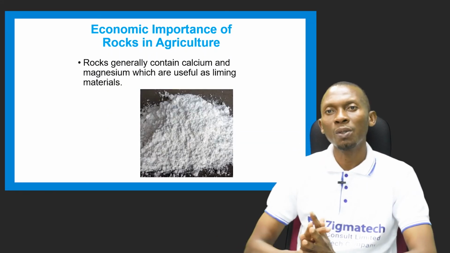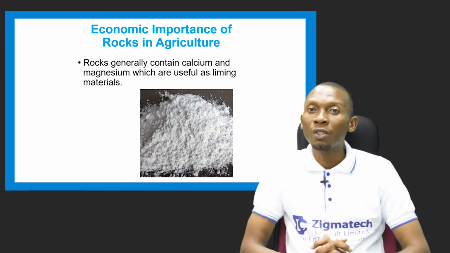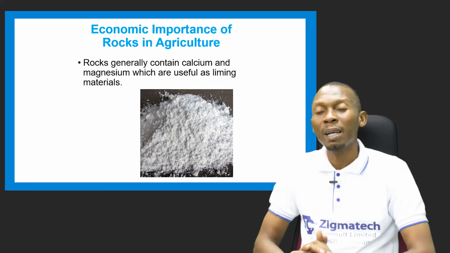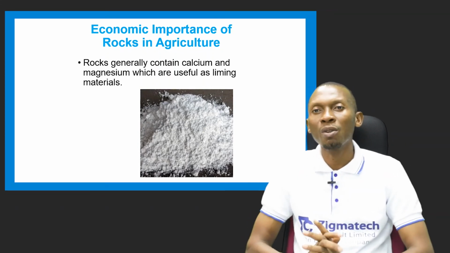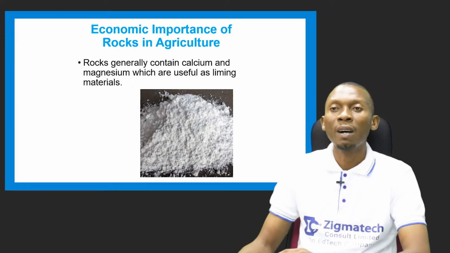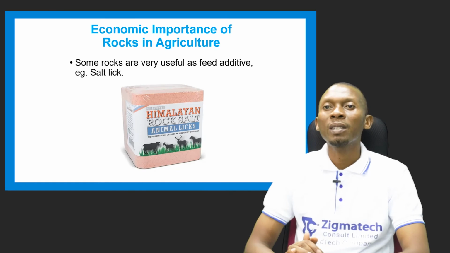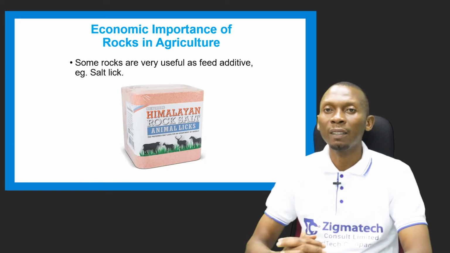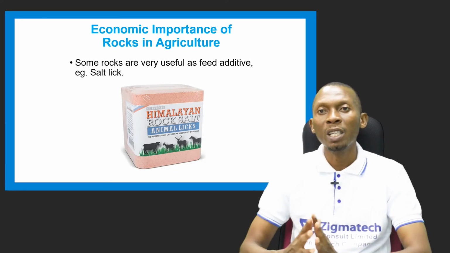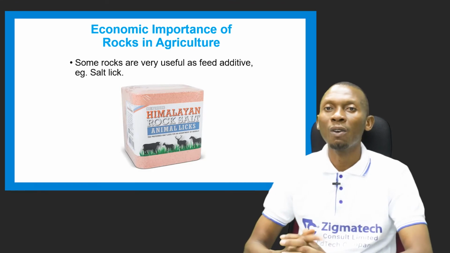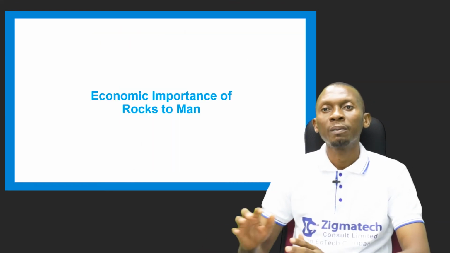Rocks can also, some may contain calcium. They generally contain calcium and magnesium, and these are good liming materials to control acidity of our soil and our ponds, fish ponds. Rocks can also be used as feed additives. For example, the salt lick, which can help to supply iodine for our animal health.